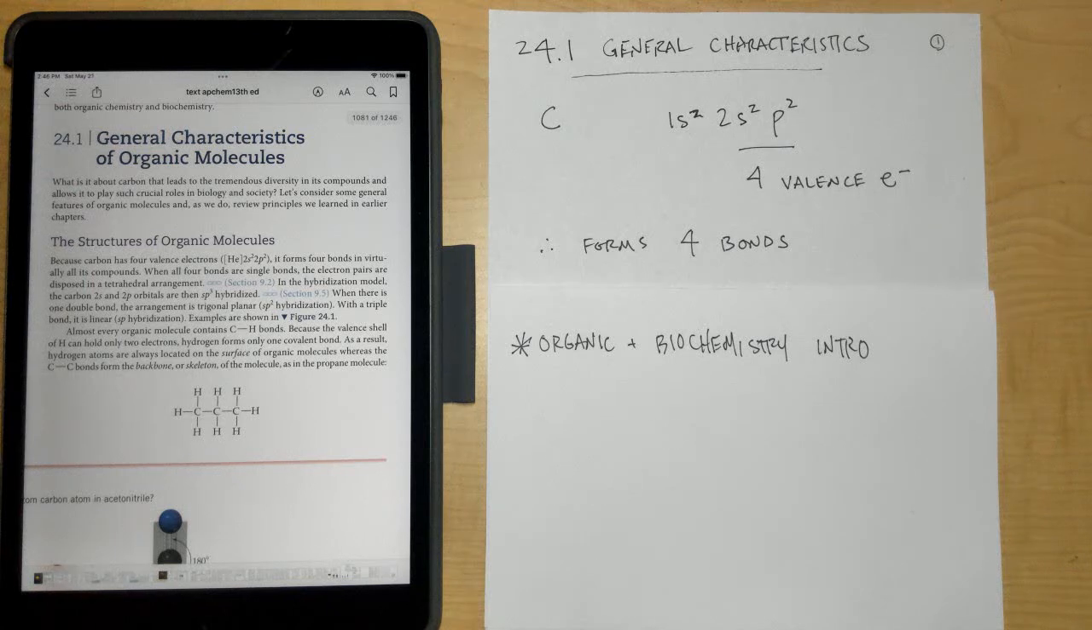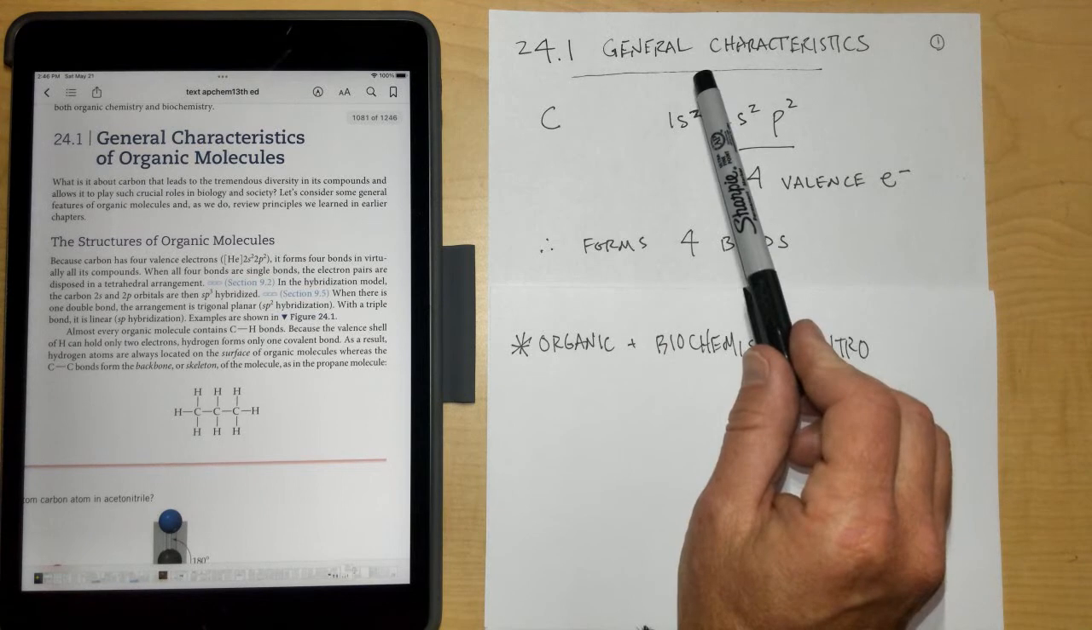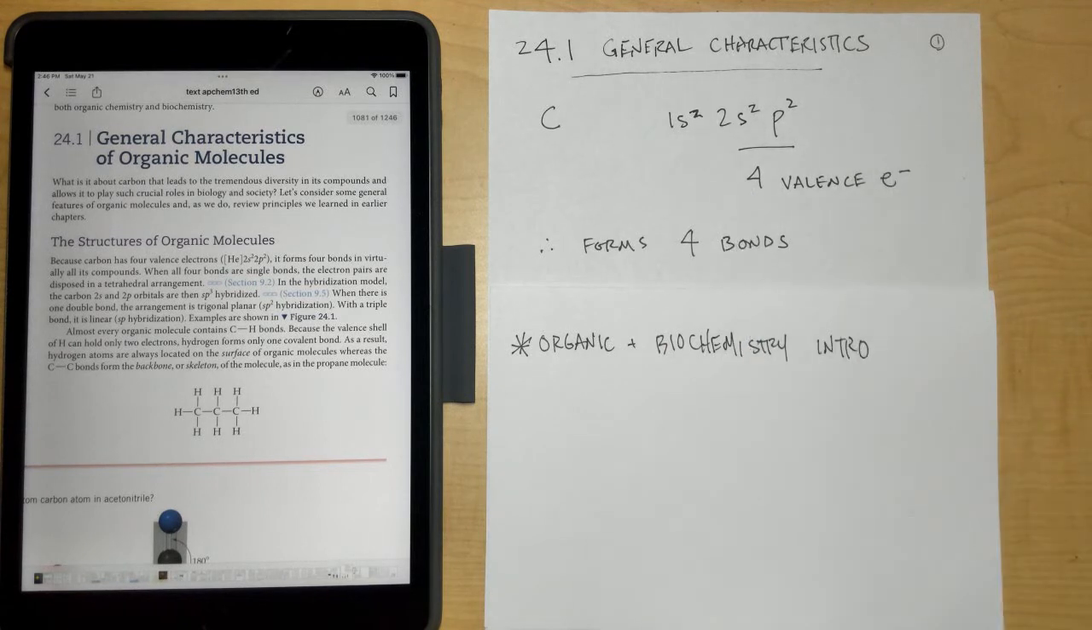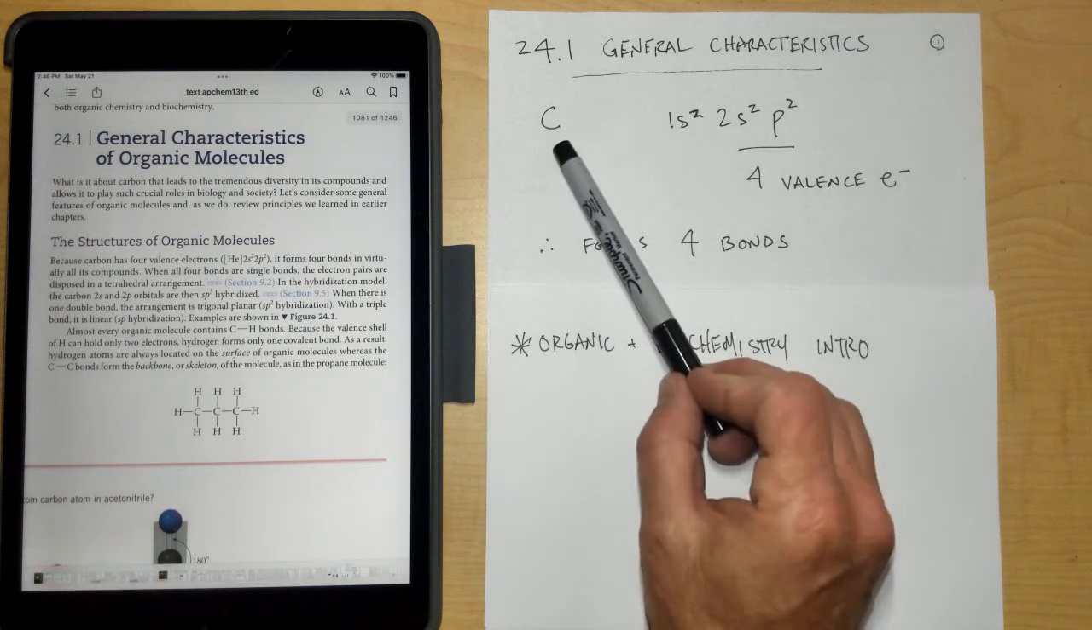So this is an intro to some general characteristics of organic and biochemistry. Organic and biochemistry is this chapter in the textbook, and this just gives an overview of some of the first general properties of these molecules. Organic chemistry is the study of living or once living things that contain carbon.